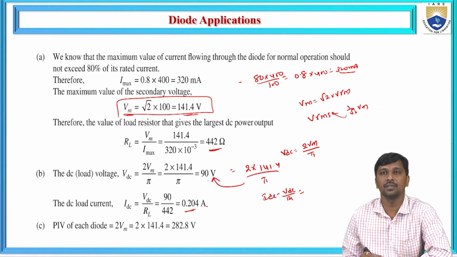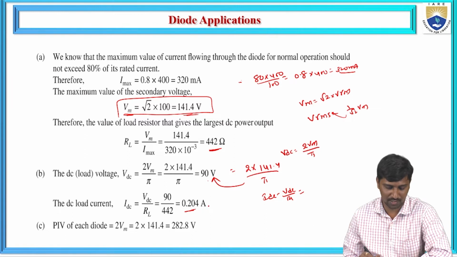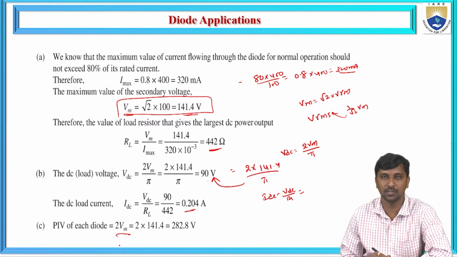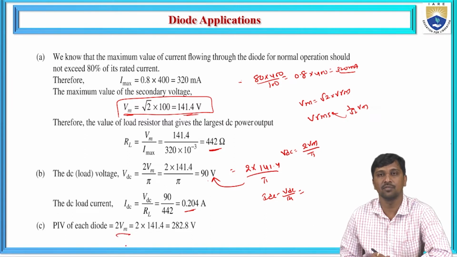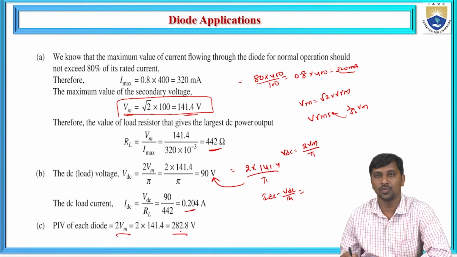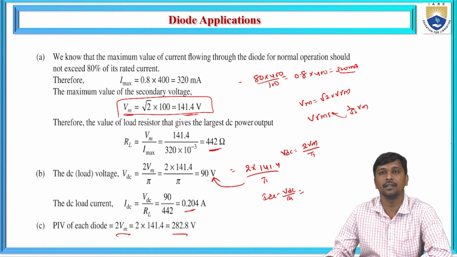And we know that from the full wave rectifier, the peak inverse voltage for each diode is 2 times the given VM voltage, hence it is 282.8 volts.